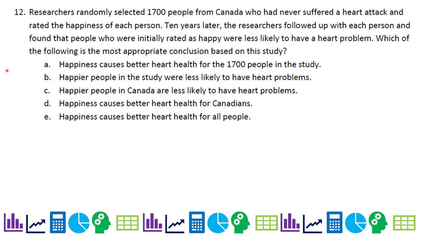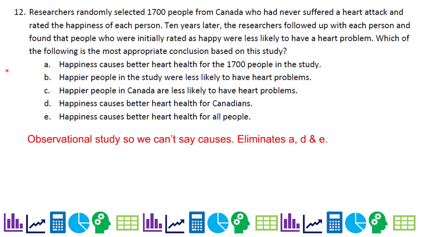Number 12, researchers randomly selected 1,700 people from Canada who had never suffered a heart attack and rated the happiness of each person. 10 years later, the researchers followed up with each person and found that the people who were initially rated as happy were less likely to have a heart problem. Which of the following is the most appropriate conclusion based on this study?